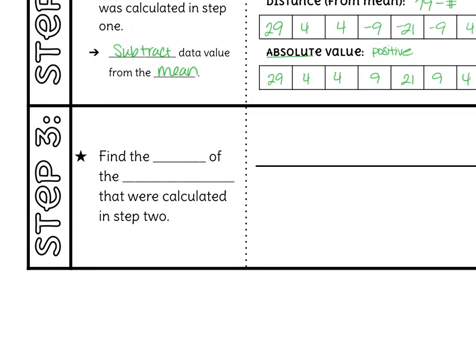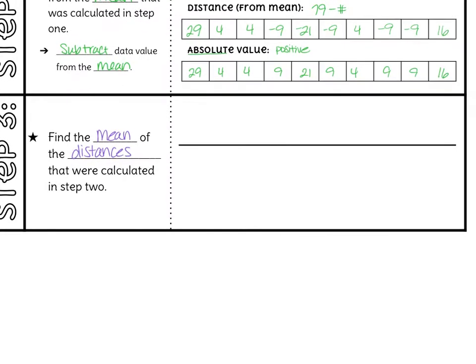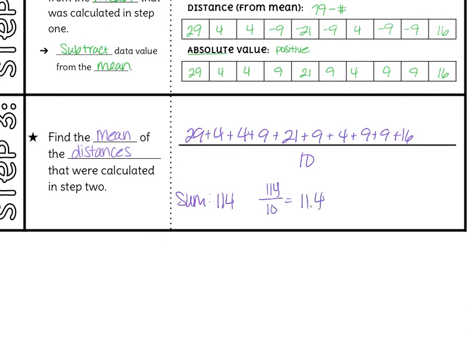Then our last step is finding the mean of those distances that we just calculated. So we are going to add up all of these quantities and then divide by 10 again, because there are still 10 numbers in our data set. Our sum, when you add them all up, is 114. So 114 divided by 10 is 11.4. So our MAD, or mean absolute deviation, is 11.4.